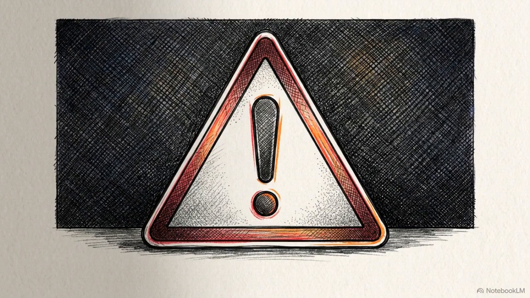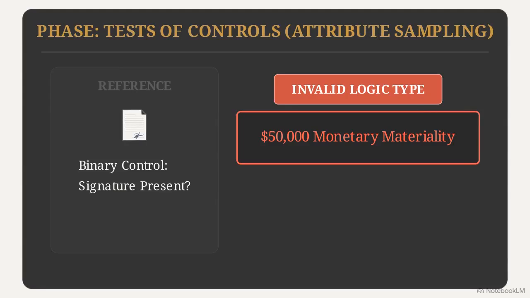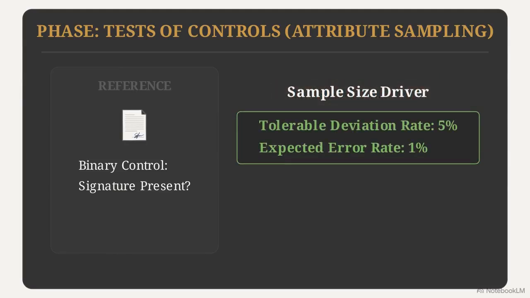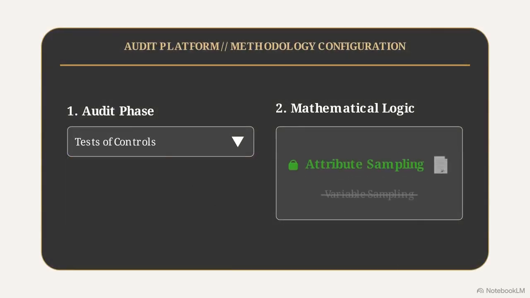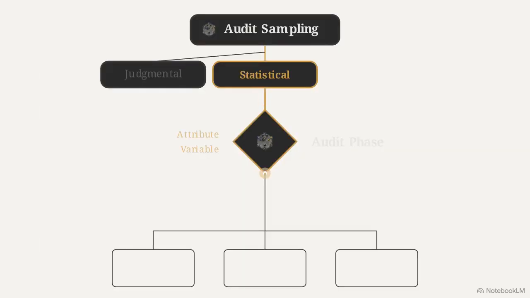International Standard on Auditing 330 makes a strict distinction here. Applying substantive monetary threshold logic to determine the sample size for a test of controls results in a mathematically invalid sample. You must align your mathematical logic, attribute versus variable, with the exact testing phase before you begin pulling data. Once the phase is set, we reach the final tier of the matrix, the mechanical execution of extracting the data.